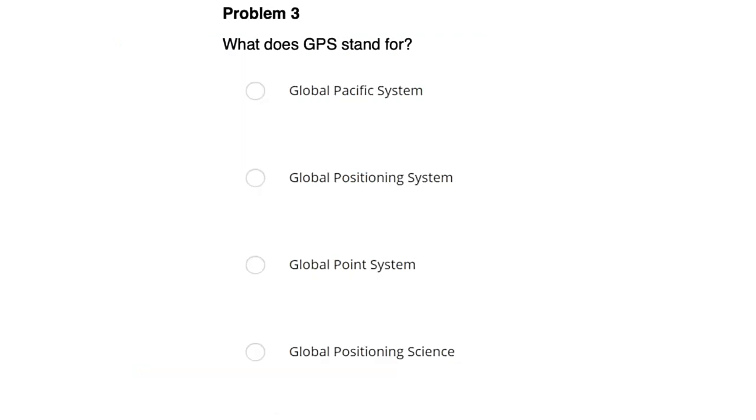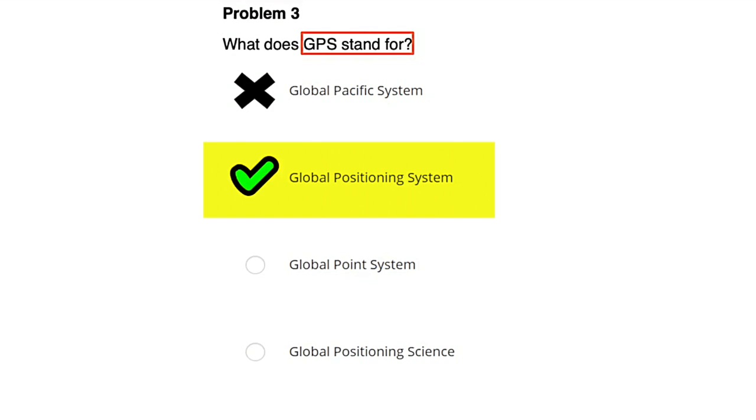What does GPS stand for? So here we need to know what the acronym GPS stands for. The first option is Global Pacific System. GPS is not specific to the Pacific region, so that option can be eliminated. The second option is Global Positioning System. GPS is a type of satellite positioning system. The letters in the acronym GPS stand for Global Positioning System. We're going to check that one, but also look at our last 2 options just to be sure.